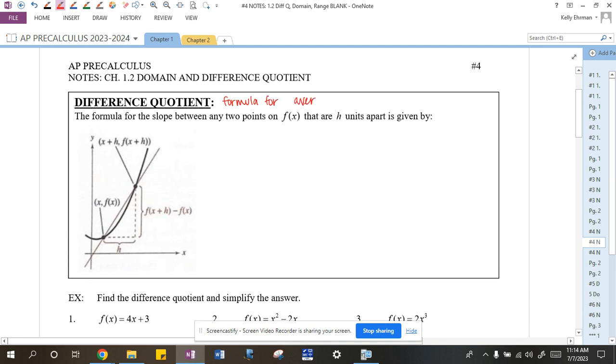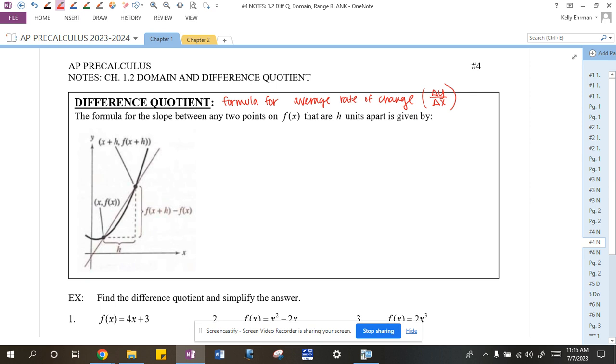for average rates of change. Remember, we already know a formula for average rate of change. It's change in y over change in x. And so this is still applying that formula. We're just looking at a function in a really general sense.